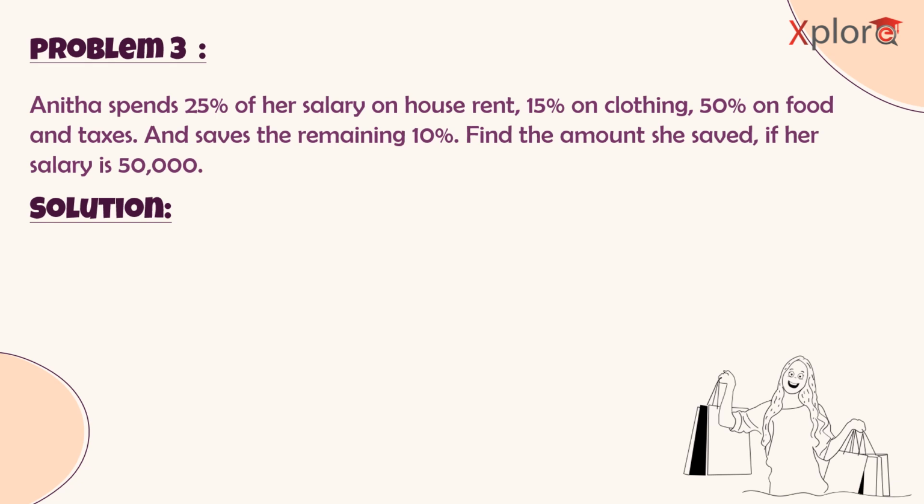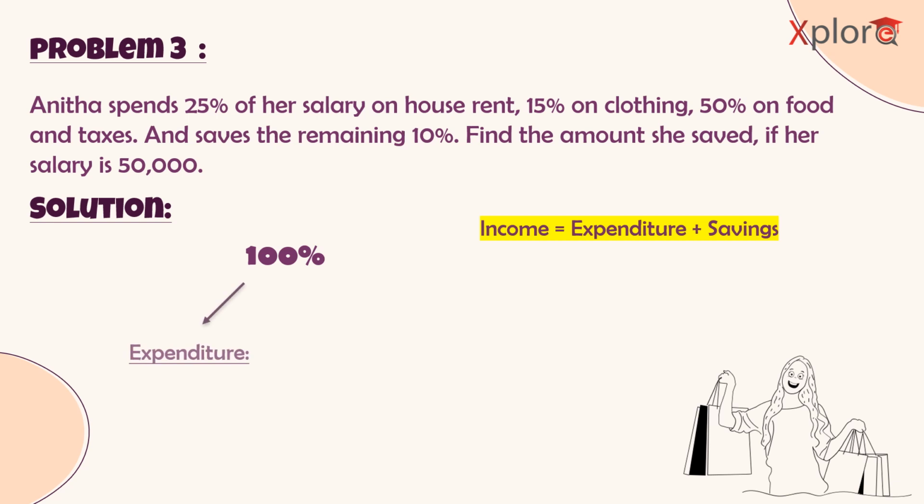Let's see the solution. We all know that income is nothing but expenditure plus savings. Now, let's consider Anita's income is 100%. So the given expenditures are 25% on the rent, 15% on the clothing and 50% on the food and taxes. So in total she is spending 90%. So we can conclude that her expenditure is 90% out of 100. So obviously the remaining 10% will be nothing but savings.